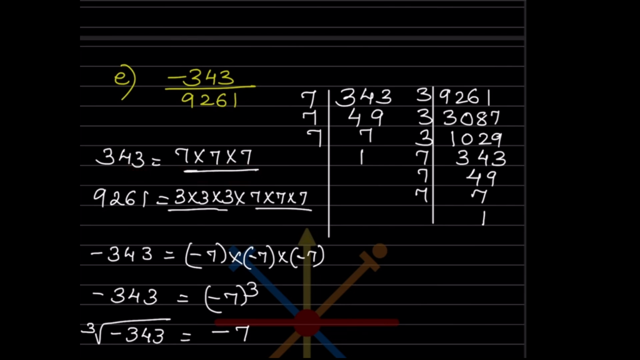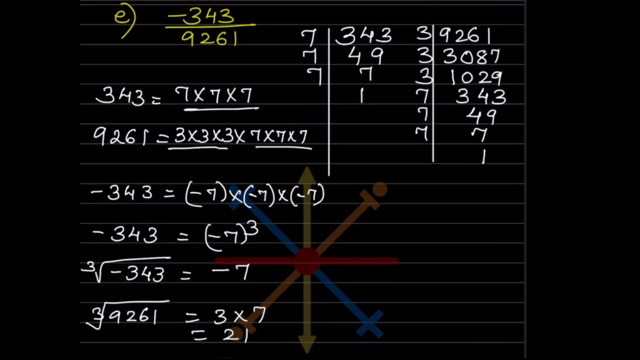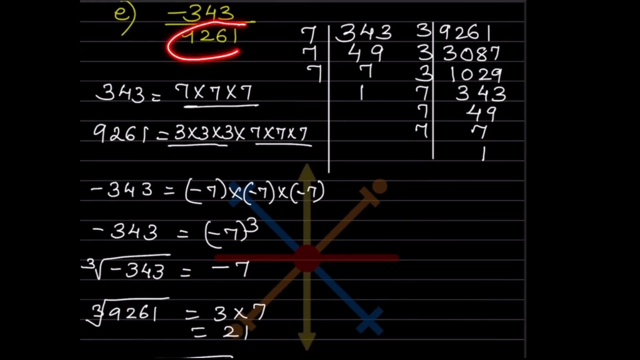And 9261, these are the factors of 9261. Now we'll take minus 343, that will be minus 7 into minus 7 into minus 7. So minus 343 is three times, so we are going to take the cube of it. But if we take the cube root of minus 343, that is going to be just minus 7. Now for this one, these are the factors.